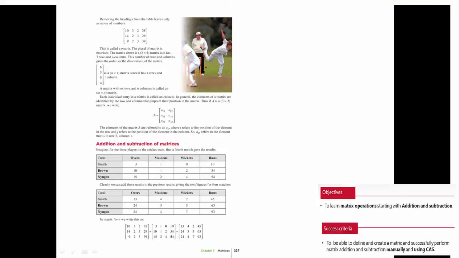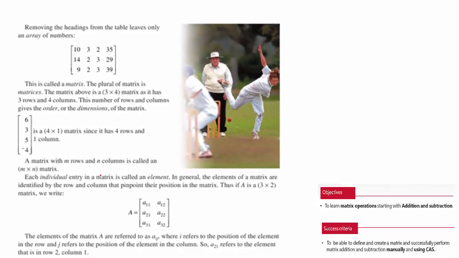Okay. So if we remove the heading, which is the name on the columns, we had at the top their scores, and on the rows we had the names of the players. So if we remove those headers and we keep the text only, we end up with this array of numbers, but still divided into columns and rows.